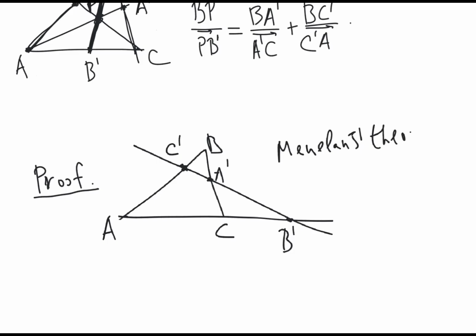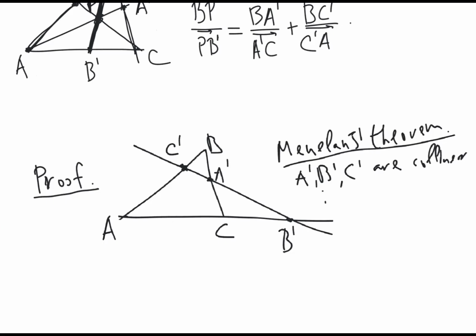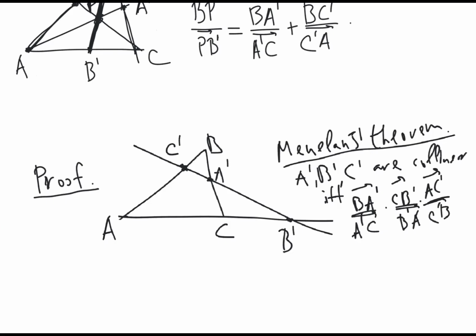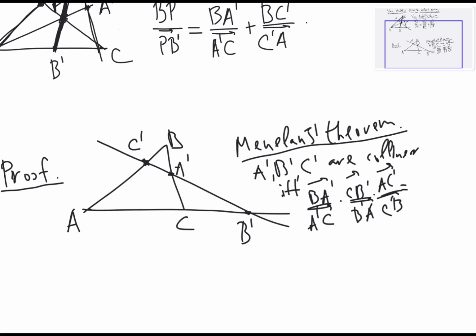So Menelaus' theorem says that A prime, B prime, C prime are collinear if and only if the ratios, the same ratios as in Ceva's theorem, B A prime over A prime C multiplied by C B prime over B prime A multiplied by AC prime over C prime B, equal -1.